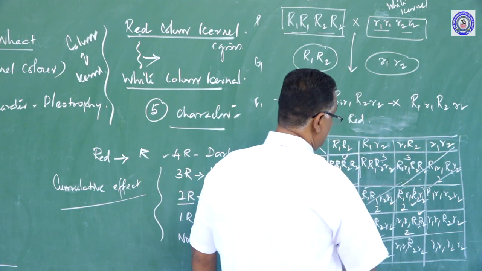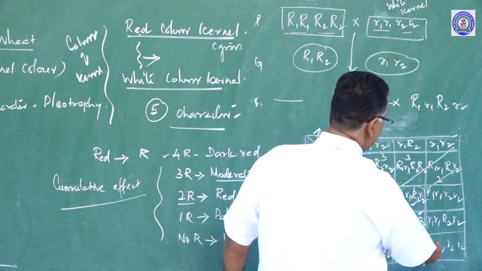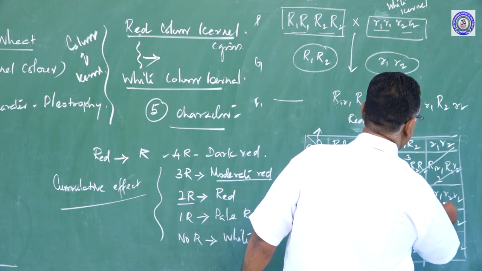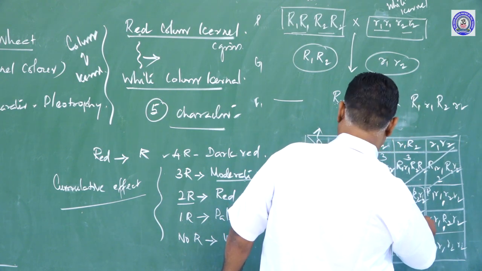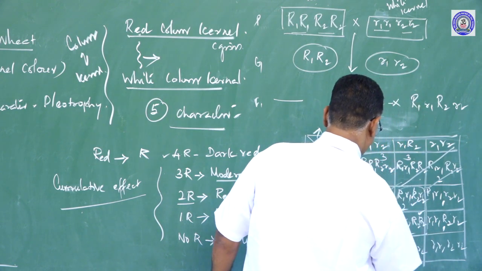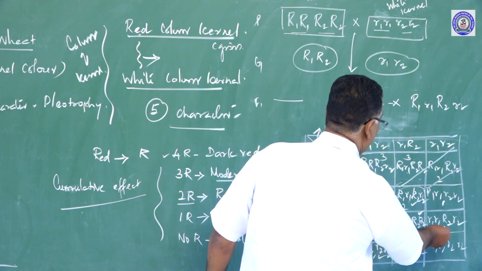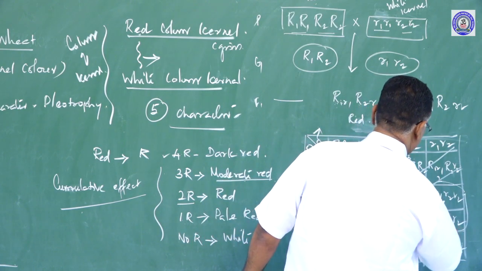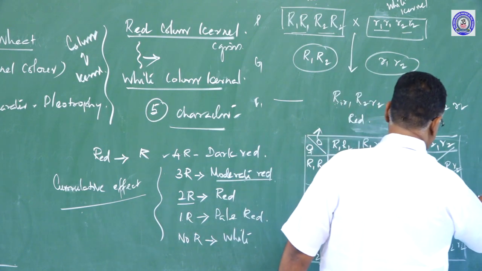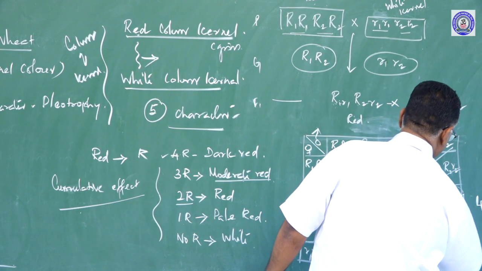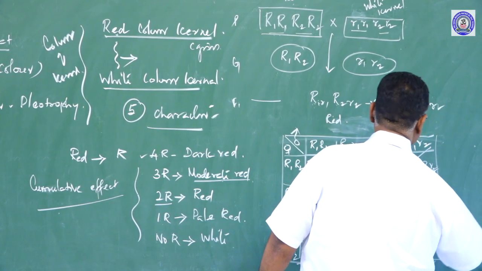And this will have only 1 dominant gene. This one has 1, and here 1, and this one, 4, is having only 1 dominant gene, and at last only one dominant gene.